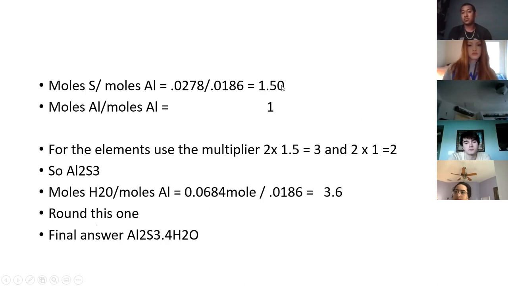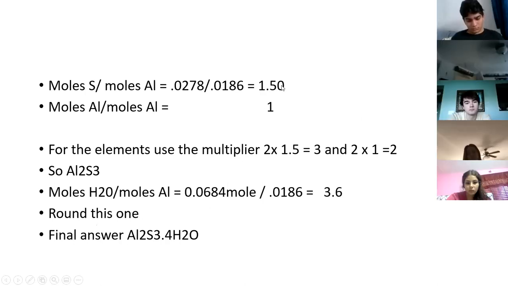Can I leave this as a 1.5? No. So I got to do what? Multiply them by 2. I'm comparing element to element, so in this case, I have to multiply them by an integer. I start off with 2. I multiply the 1 by 2, I get 2. I multiply the 1.5 by 2, and I get 3. So my molar ratio is 3 to 2. Subscript for aluminum is going to be 2. Subscript for sulfur is going to be 3.